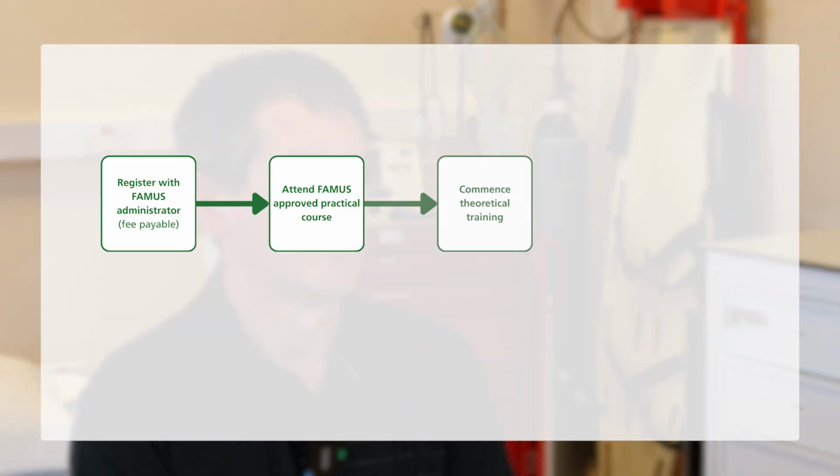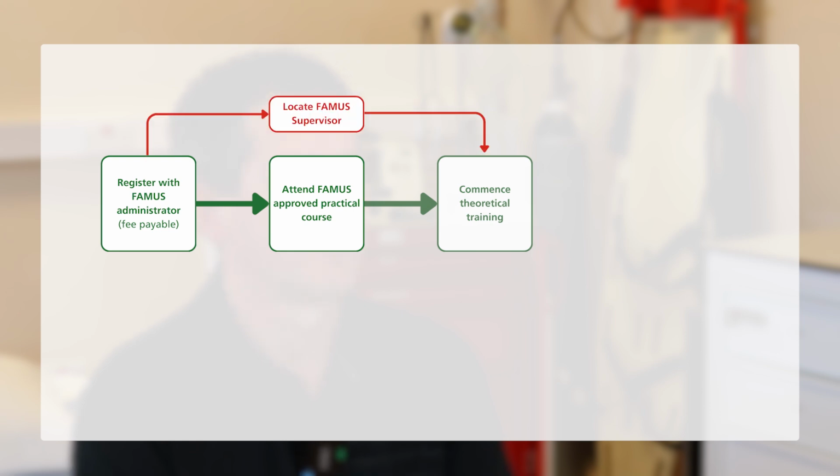So just to summarize that process, first of all, we ask that you register with the FAMUS administrator, and for the majority of modules that will mean a fee is payable. And we recommend you attend a FAMUS approved practical course. You need to start the theoretical training, the ultrasound basics, through the e-learning for health portal. And at the same time all of this is going on, we ask that you find yourself a supervisor. And in fact, we recommend that you don't register until you've found a supervisor to ensure you have someone who can oversee your training.